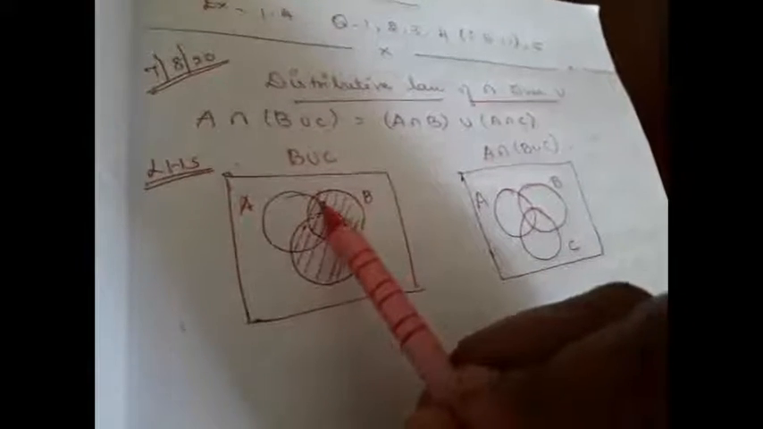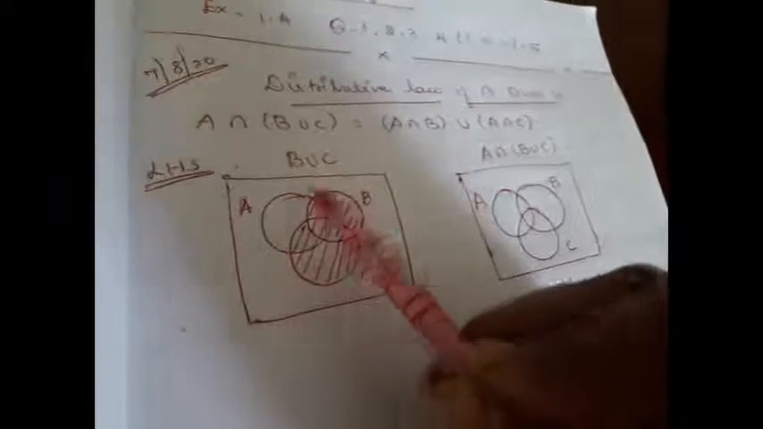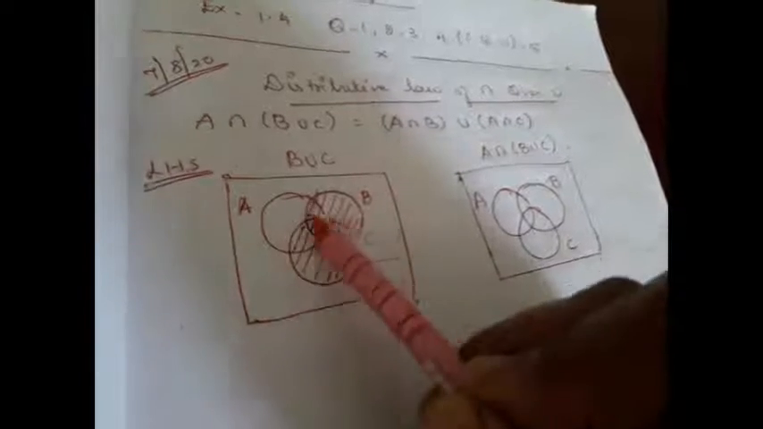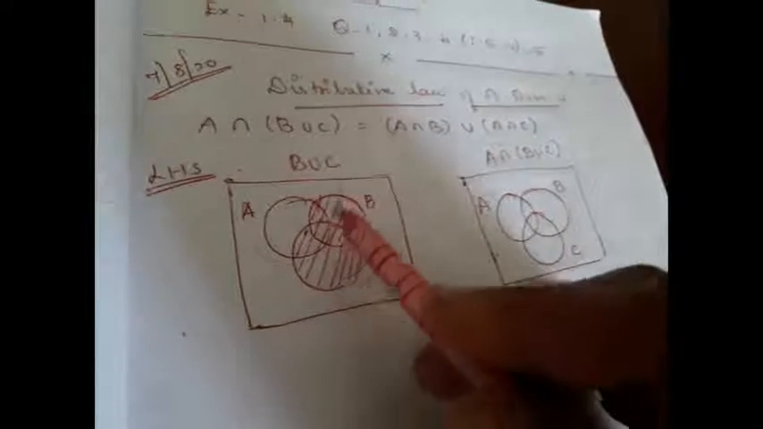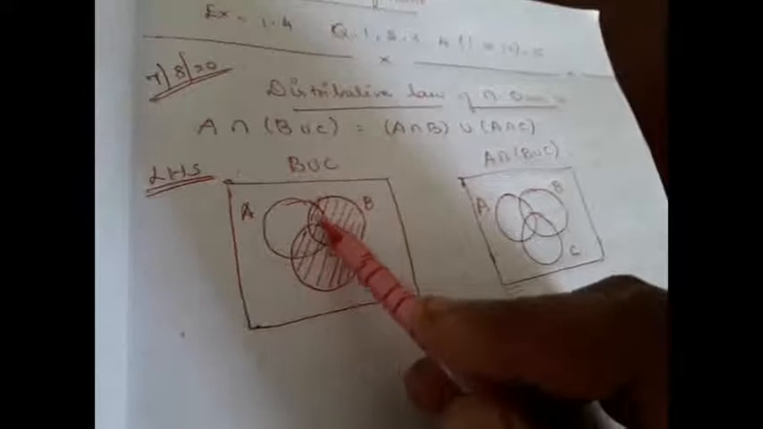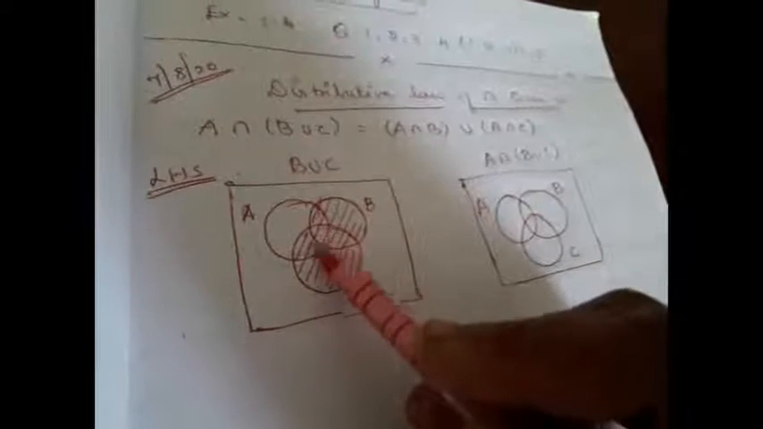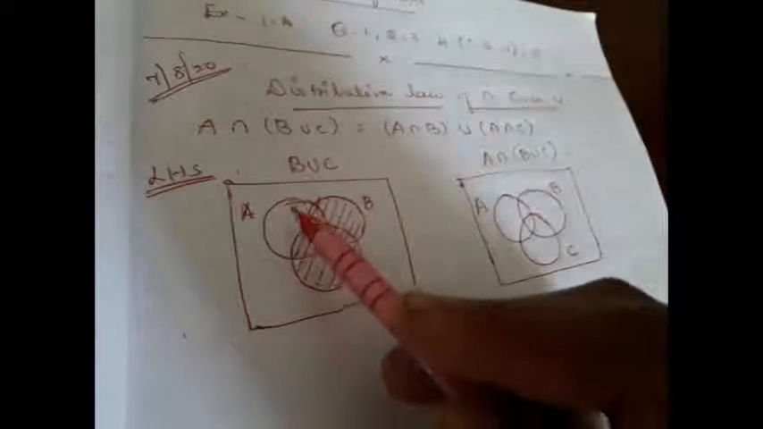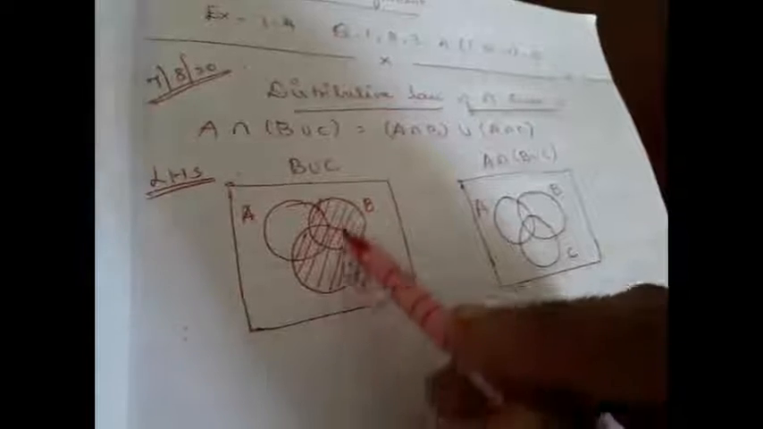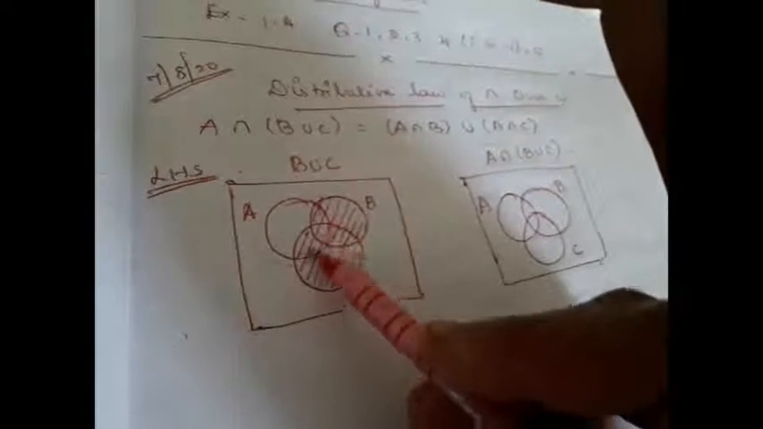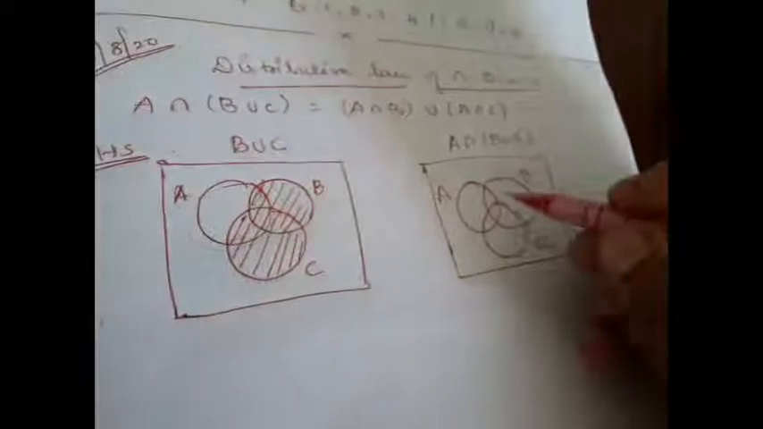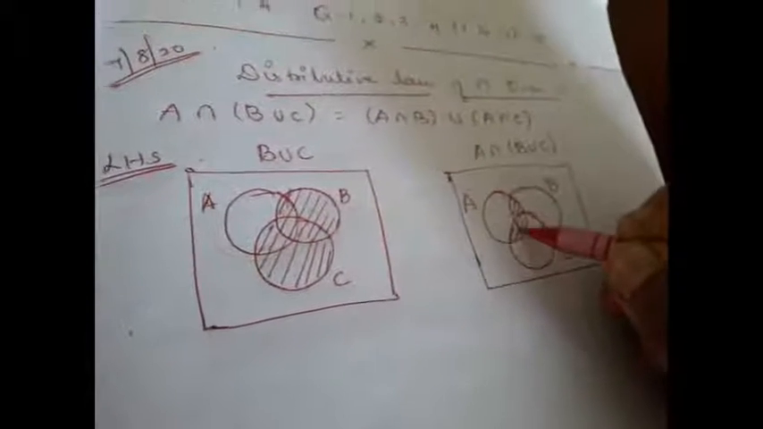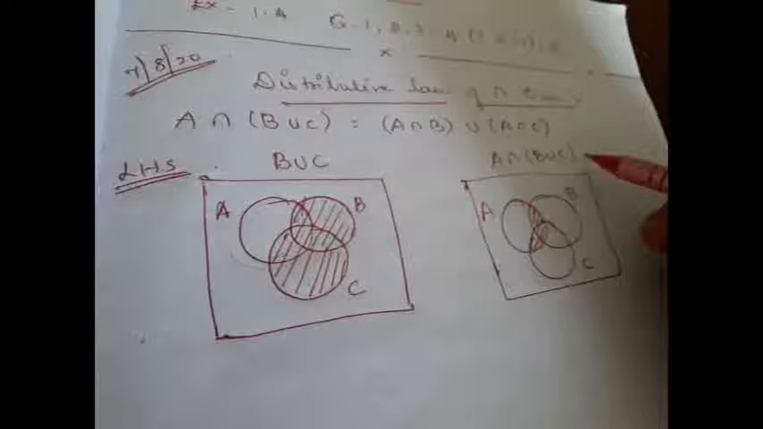Now look at this diagram. This is your A and this is your B union C. Now which is the common in both A and B union C? This region. This region, right? This region is available in both A as well as B union C. Therefore, this region alone should be shaded for A intersection B union C, right? This represents A intersection B union C.